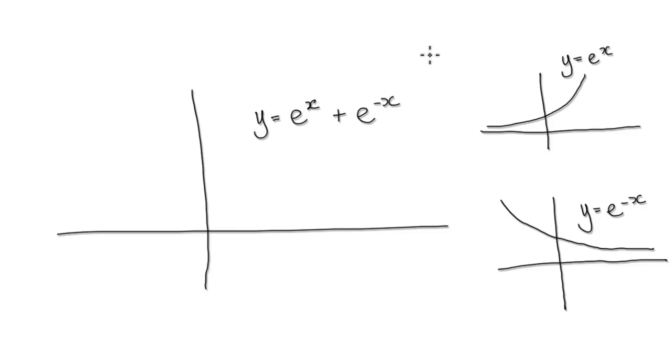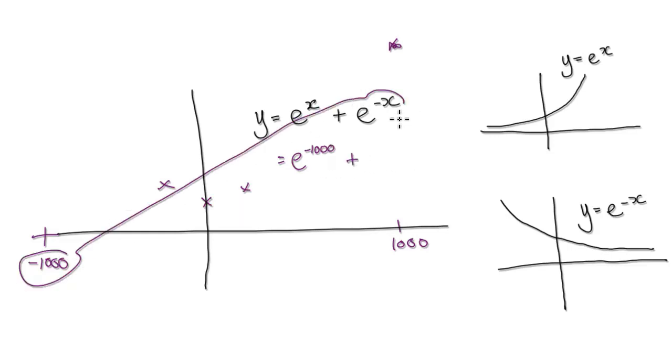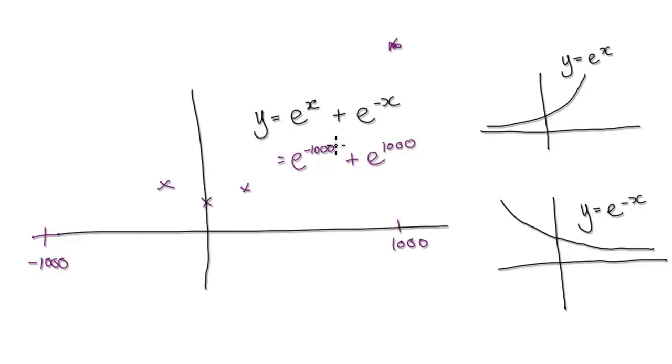So let me clean this up. So we know it passes through here, here, here, and then when x is very, very big, it will jump to up here. And then you can use the same argument for negative very, very big. So when you put negative very, very big in here, it will become e to the power of negative big, and then plus a negative of a negative, so that would be a positive 1000. Use the same argument. This thing here turns out to be very, very big, so it would be very, very big.